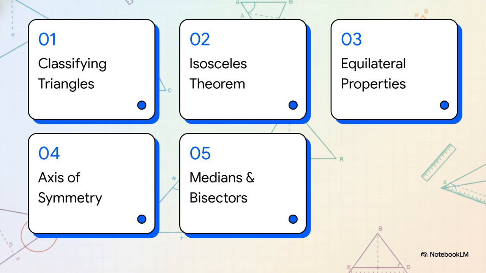Okay, here's our quick roadmap for today. We'll be hitting 5 key areas. First, classifying types of triangles. Second, the Isosceles Triangle theorem. Third, equilateral triangle properties. Fourth, the axis of symmetry. And finally, number 5, bringing it all together with medians, bisectors, and perpendiculars.